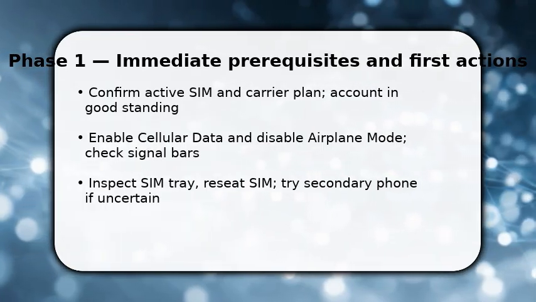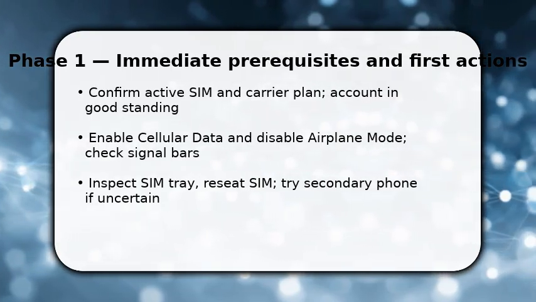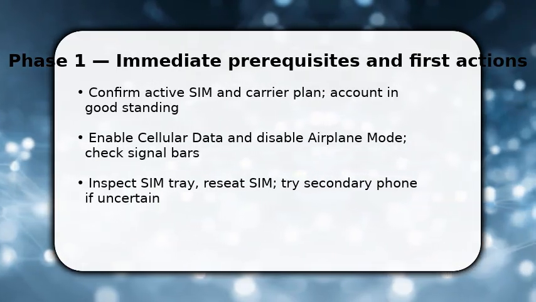A loose card causes state errors. Make sure the phone recognizes the SIM. If it doesn't, test the SIM in a second device to separate hardware from software issues.